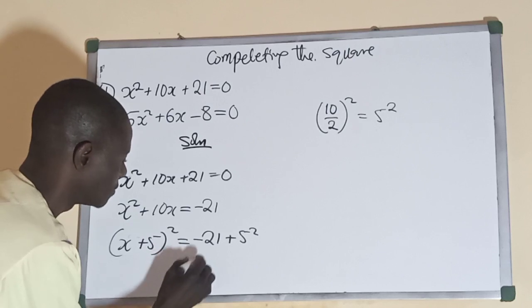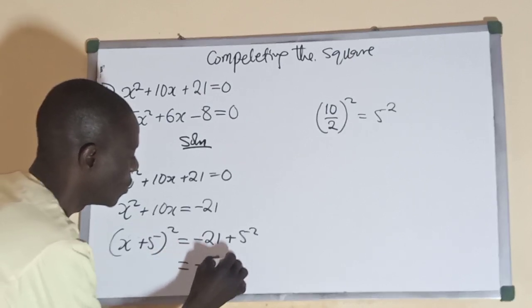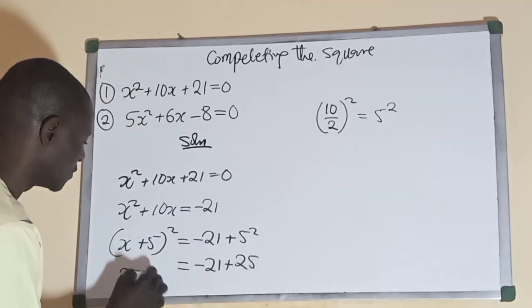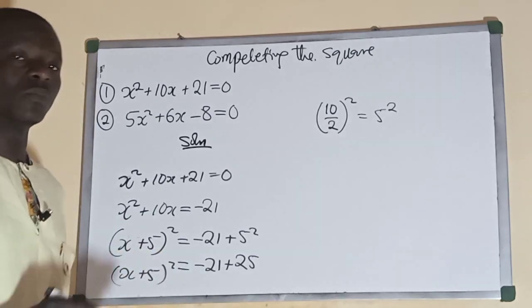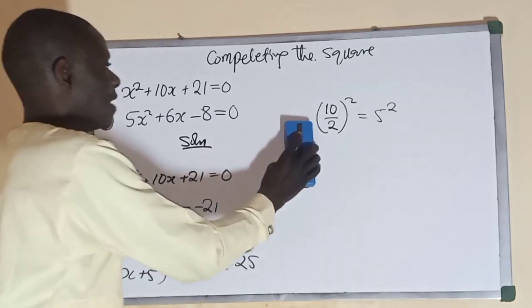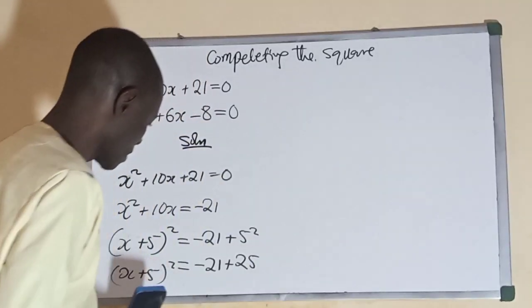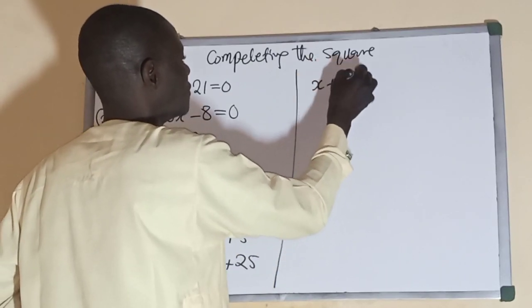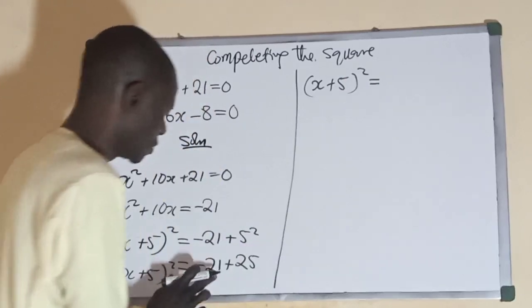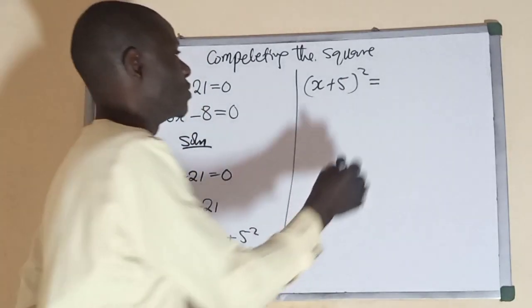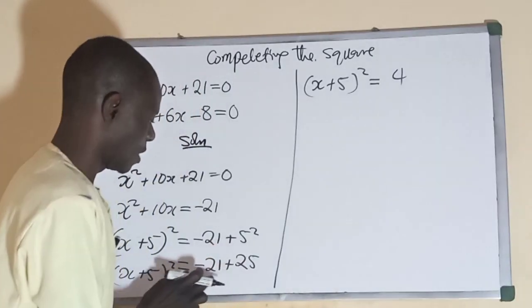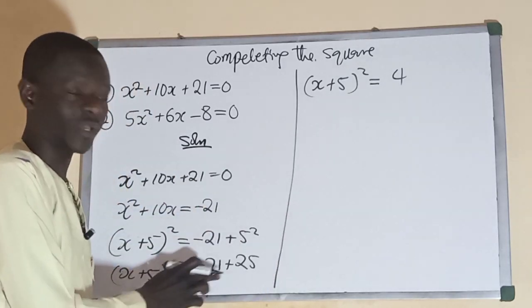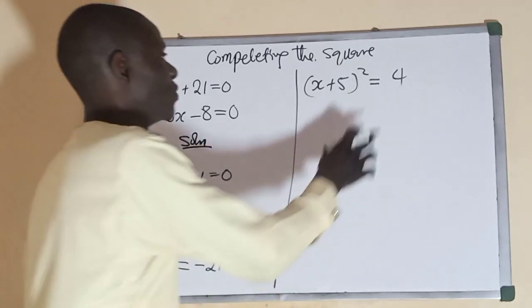This is the same as minus 21 plus 25. I hope we are following. This is equal to x plus 5 squared. Very simple. So here we have x plus 5 all squared is equal to minus 21 plus 25, which gives us 4, because 25 minus 21 gives us 4. So here we have 4.